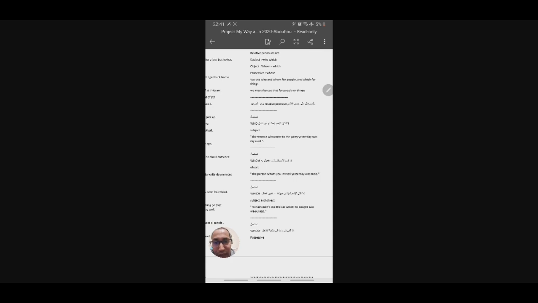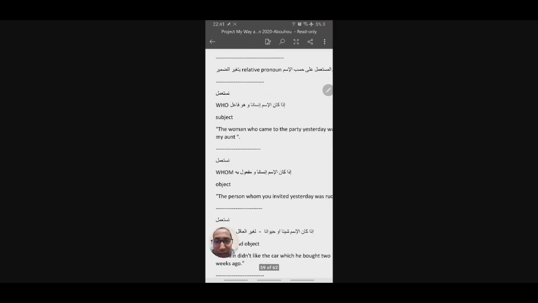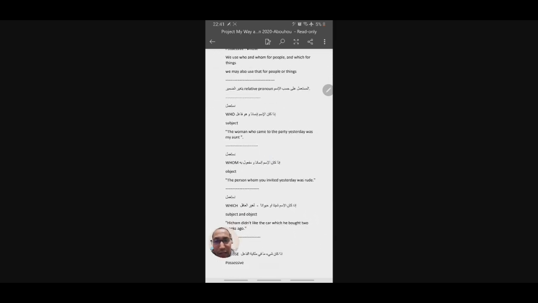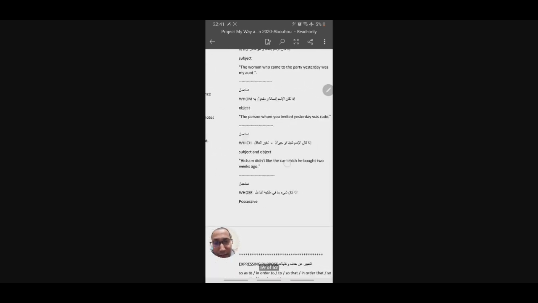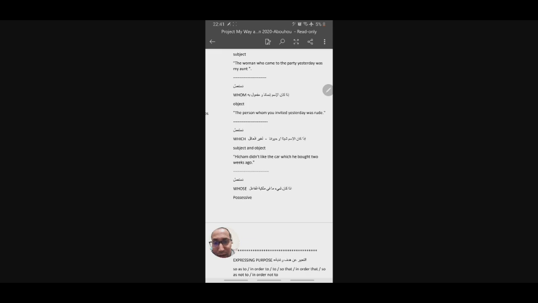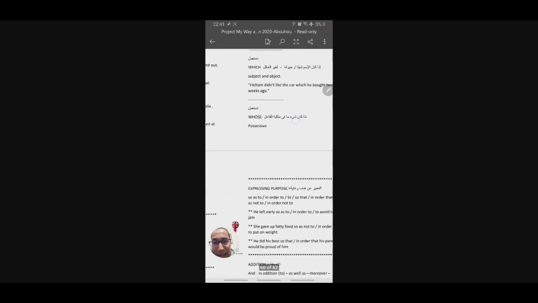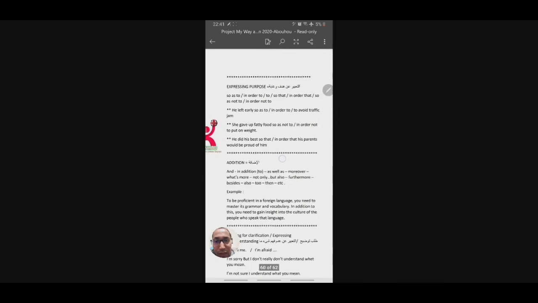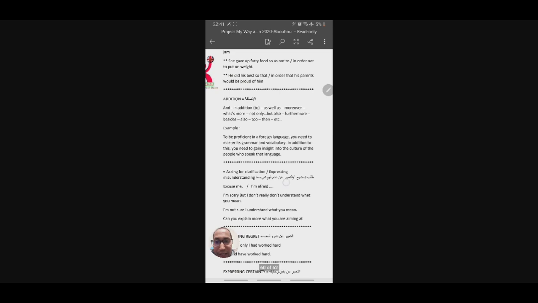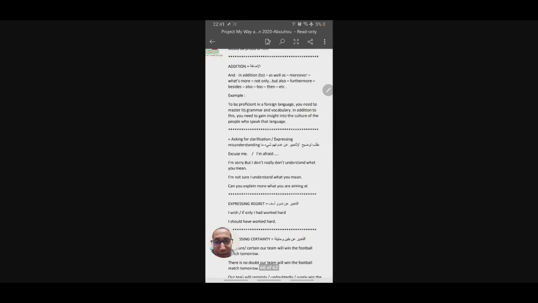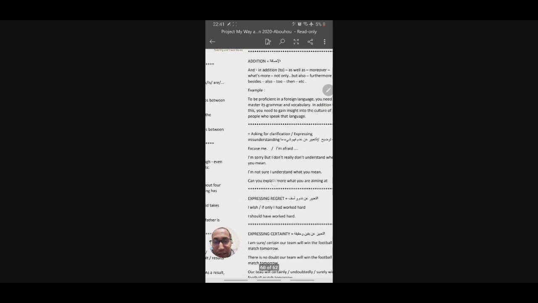Who is used for people, subject: the woman who came to the party yesterday was my aunt. So the lesson we did today, there is a part of it here, which means if you read this part of how to prepare for national exams, you might have an idea about restrictive and non-restrictive clauses already. And yes, which is for non-human things and whose for possession, etc. Then expressions of purpose: so as to, in order to, so as to, and so on. And then addition: in addition, and so on. And then asking for clarification, expressing understanding, and so on.